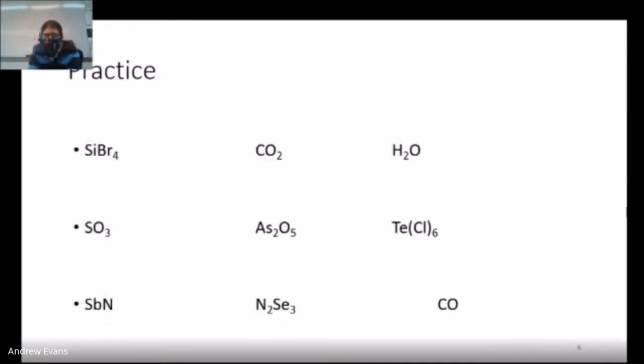Okay, so just some quick practice. We've got to remember our naming scheme. First, you have to recognize the elements on the periodic table. This might take a little bit of time. That's fine. Most of the tables you have will have names on them, so if you don't get them right away, that's fine. But silicon, there's 4 bromine, so tetrabromide. We did carbon dioxide.